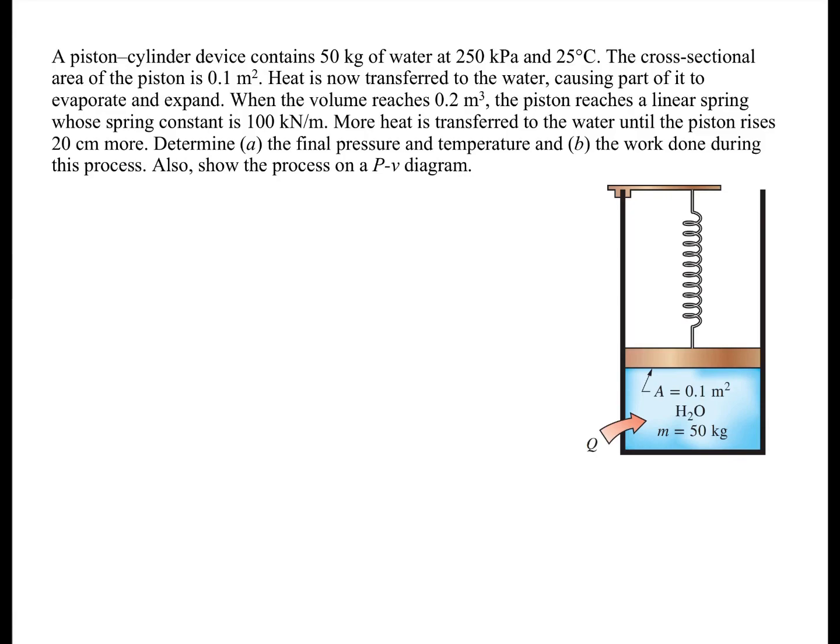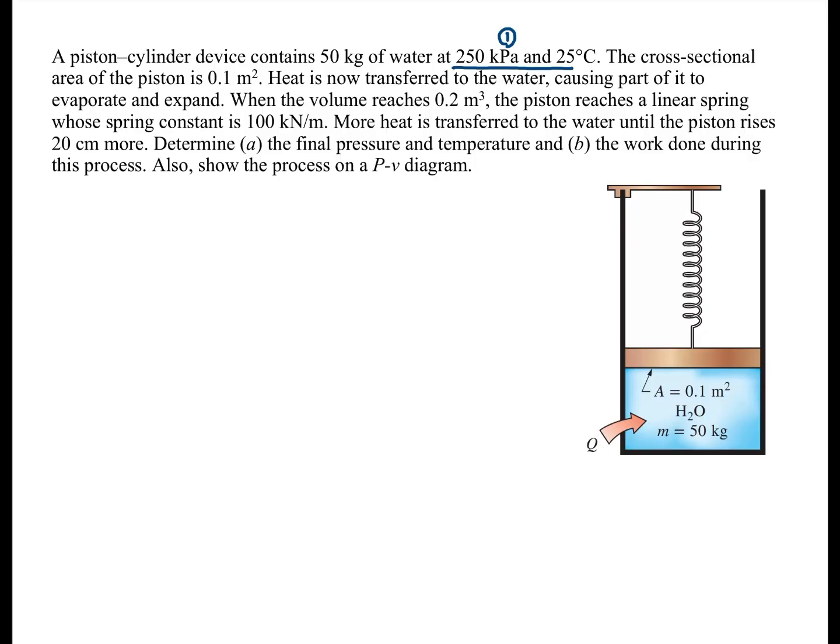A piston cylinder device contains 50 kg of water at 250 kilopascal and 25 degrees C. Let's call this state number 1. The cross-sectional area of the piston is 0.1 meter squared.